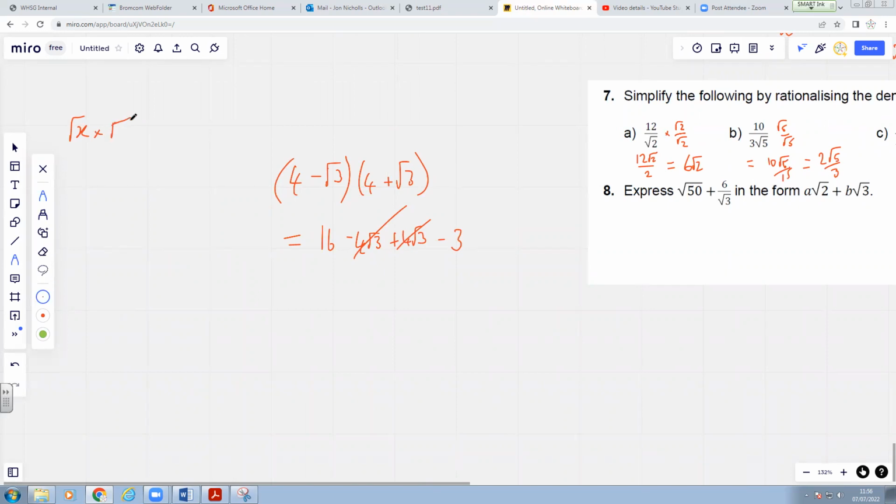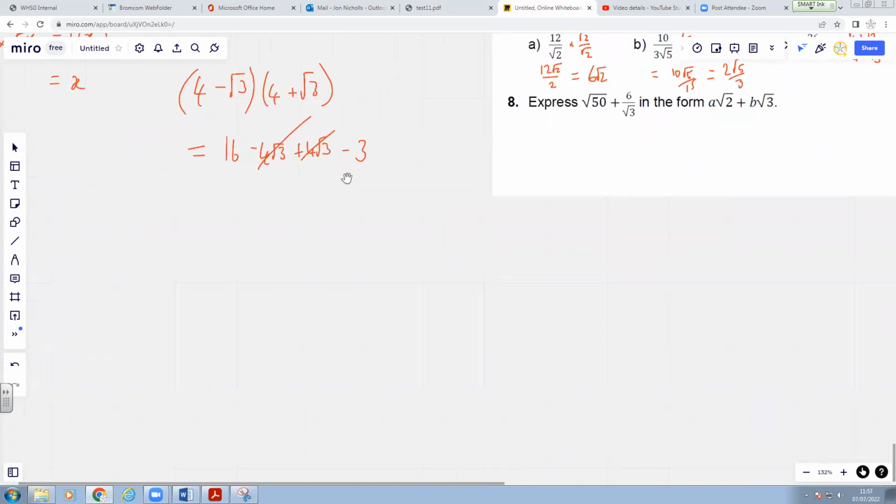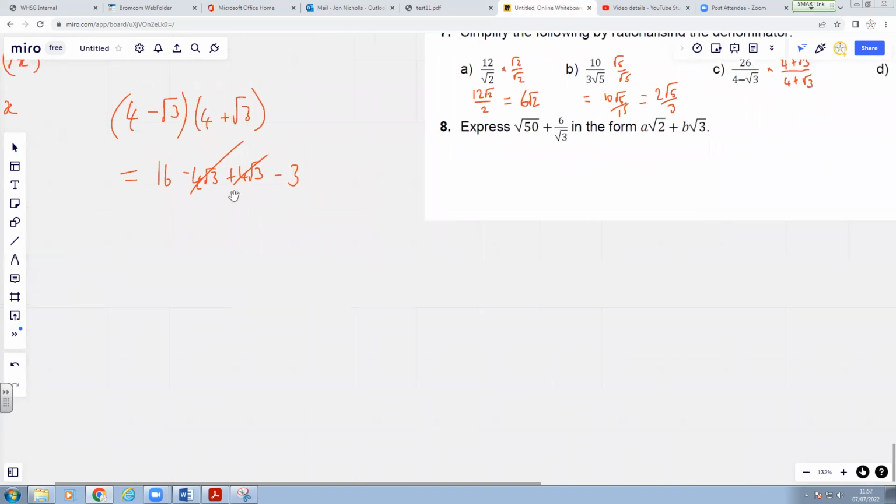There's lots of good reasons for that. You can think of it as x to the power of a half times x to the power of a half. Add the powers, you get x to the power of 1. Or you can think of it as root x squared: if you square it, you're getting back to where you started. And so yeah, root 3 times minus root 3 is just minus 3. That's 16 minus 3, which is 13.